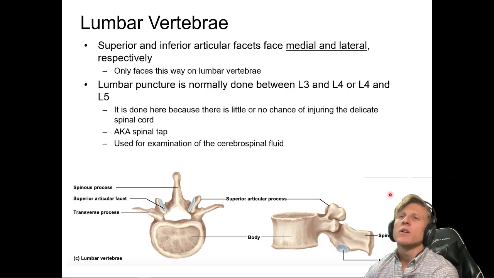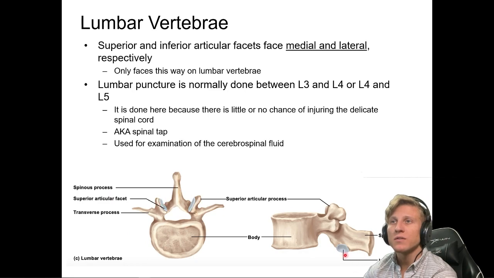And then we have lumbar vertebrae, which have very large bodies. Again, we don't have those transverse costal facets that we noted earlier. We do have superior and inferior articular facets, however, for that load-bearing function.